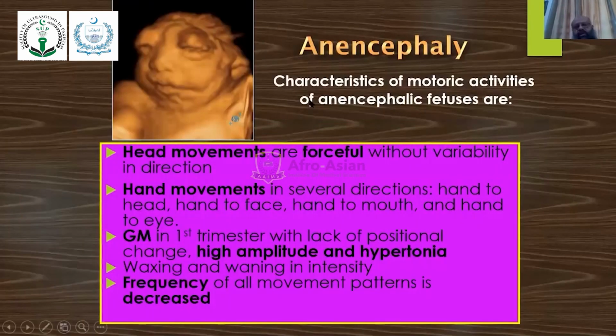There are characteristic motor activities of anencephalic fetuses. Head movements are forceful without variability of direction, so they keep on moving the head in one direction, but forcefully. Hand movements are in several directions: hand to face, hand to mouth, and hand to eye.